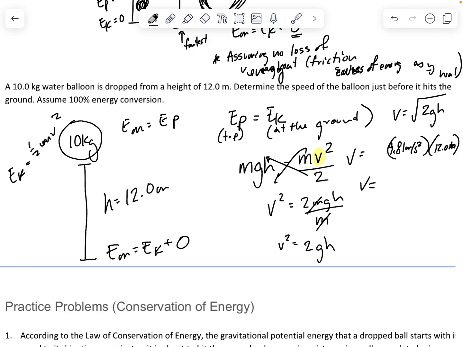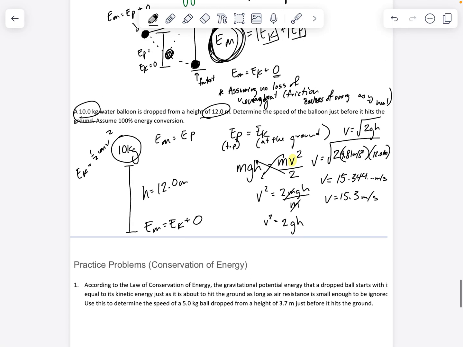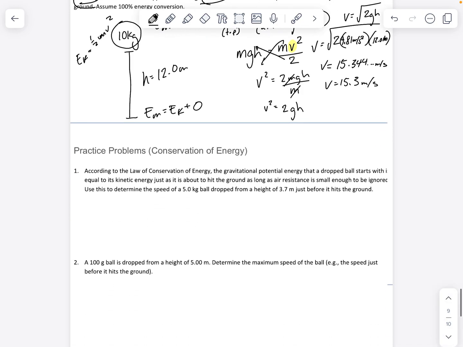Because the speed equals the square root of 2 times those things. So this gives me 15.344 and a bunch of digits meters per second. So I had 3 sig digs here and here, and so I'm going to be using the 3 sig digs for the speed. And so that's kind of how you do mechanical energy questions.